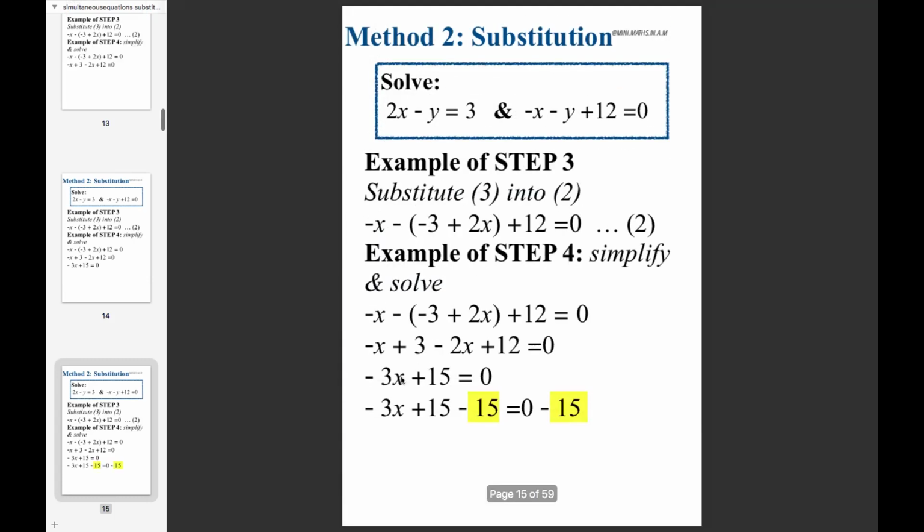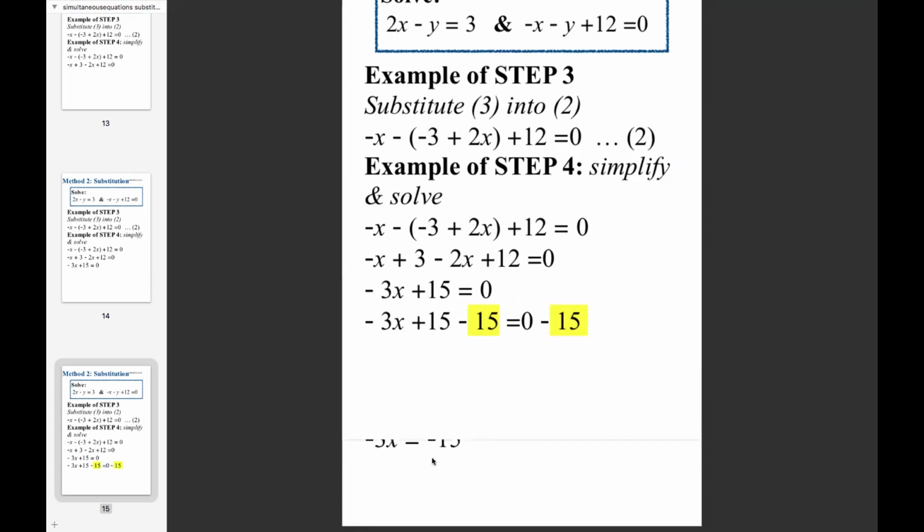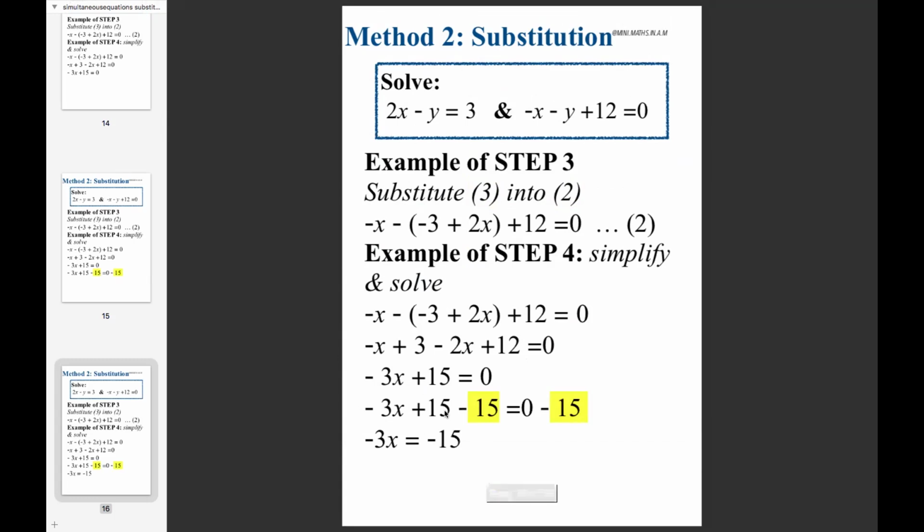And then we want to get x by itself. So first of all, we have to move this 15. So we subtract 15 from both sides. Over here, the 15s cancel out because 15 minus 15 is 0. Then over here, we have 0 minus 15, which gives us negative 15.